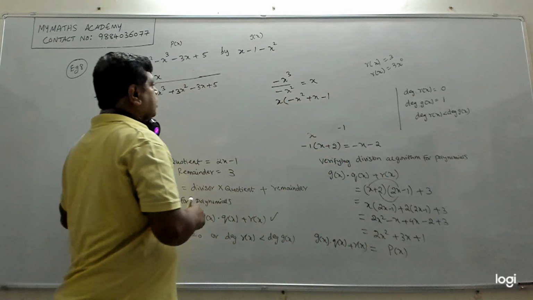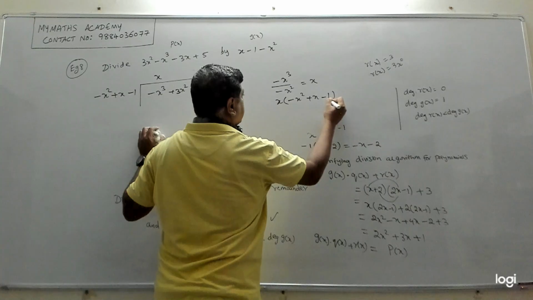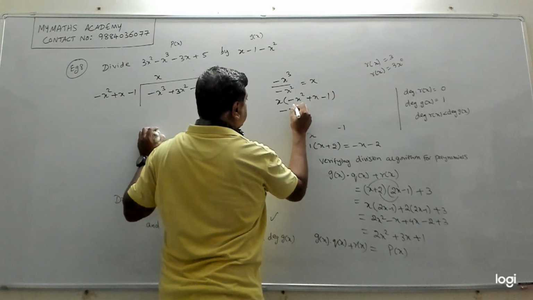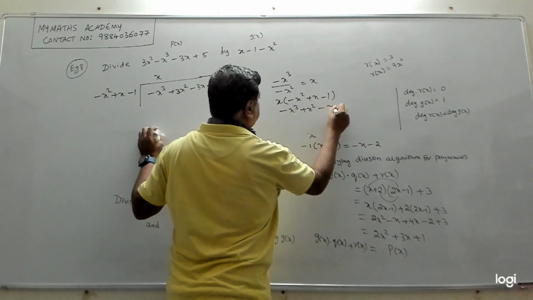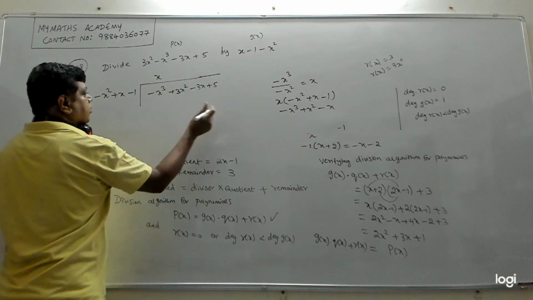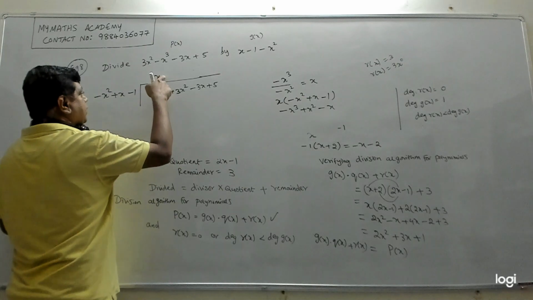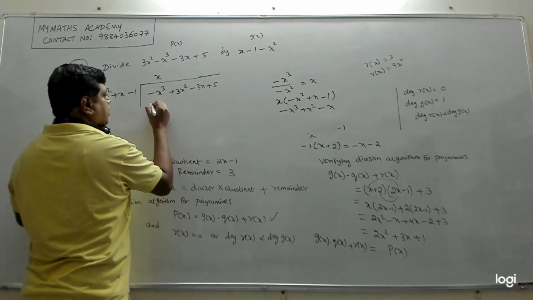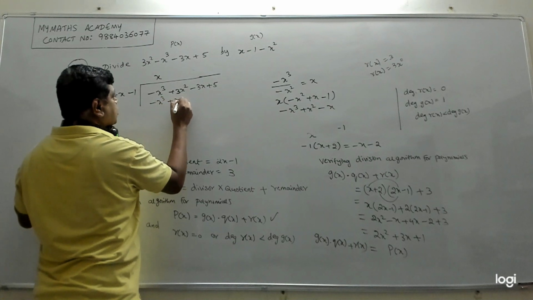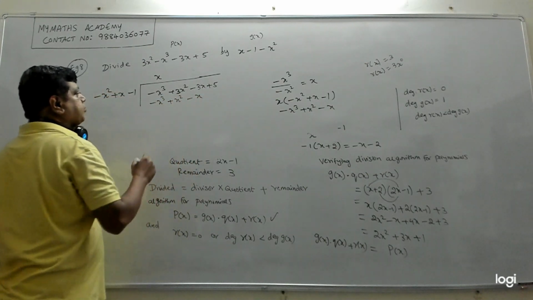Now when you multiply, what do you get? X into minus x square is minus x cube, x into x is x square, x into minus 1 is minus x. Now put that value. Whatever you got here, after multiplying this with this, you get this, that you should substitute here. Minus x cube plus x square minus x.